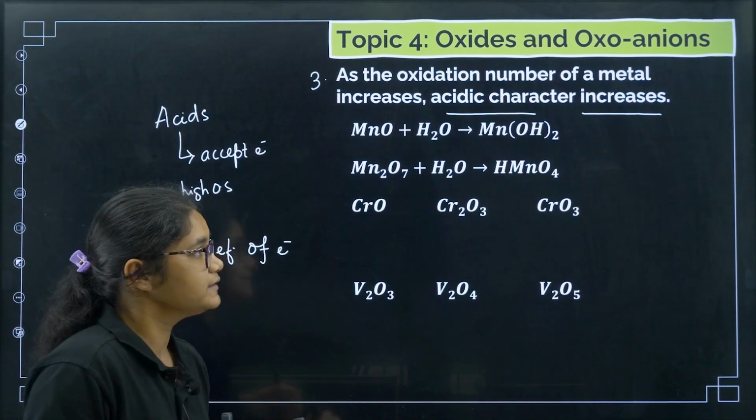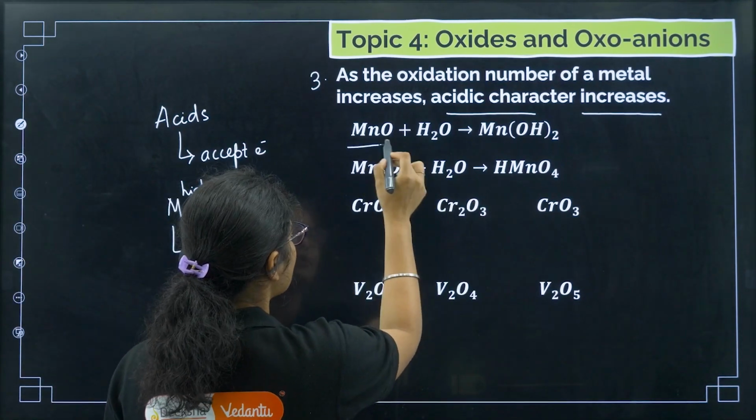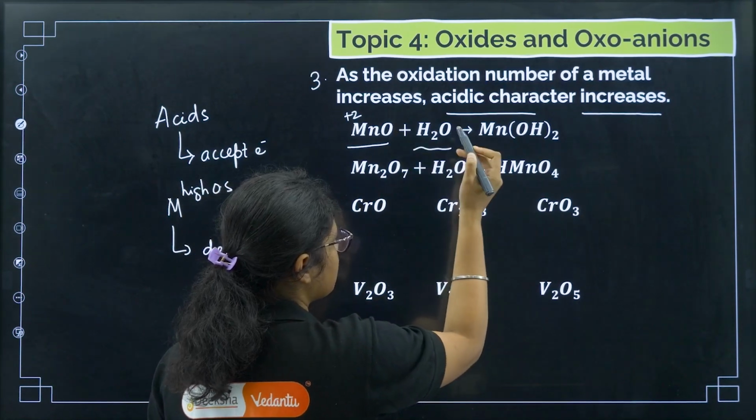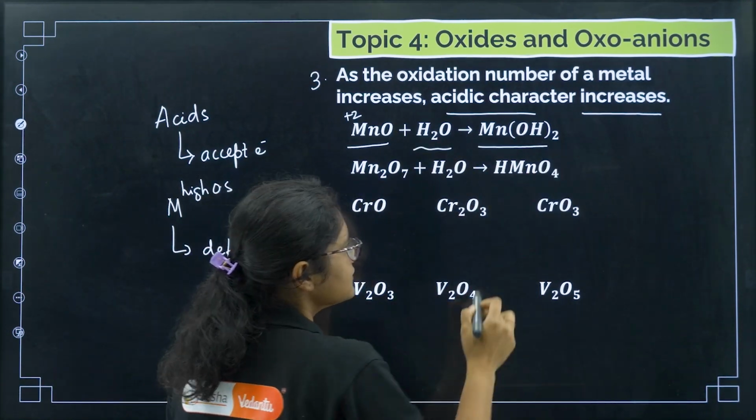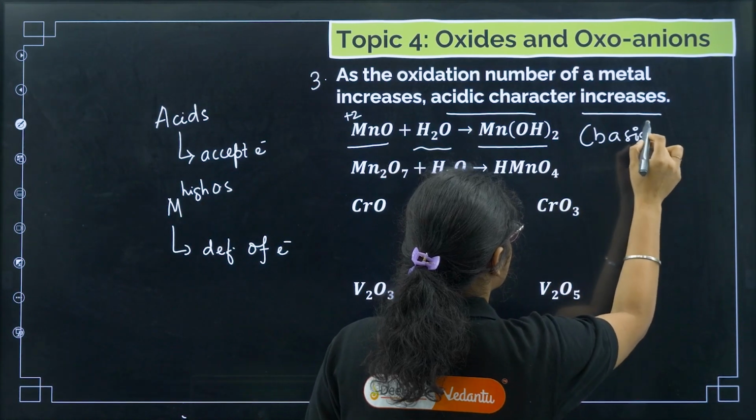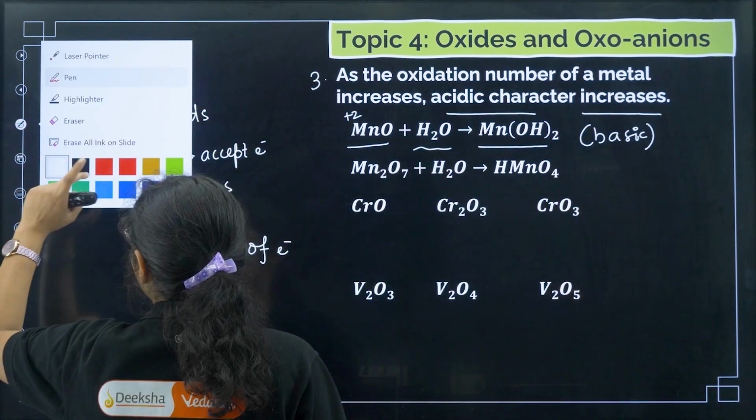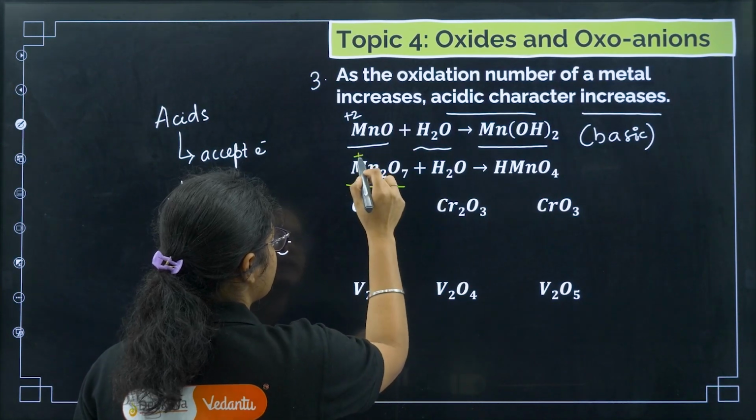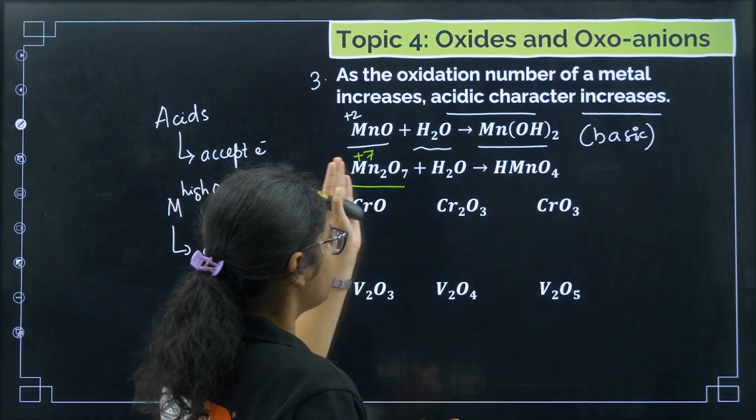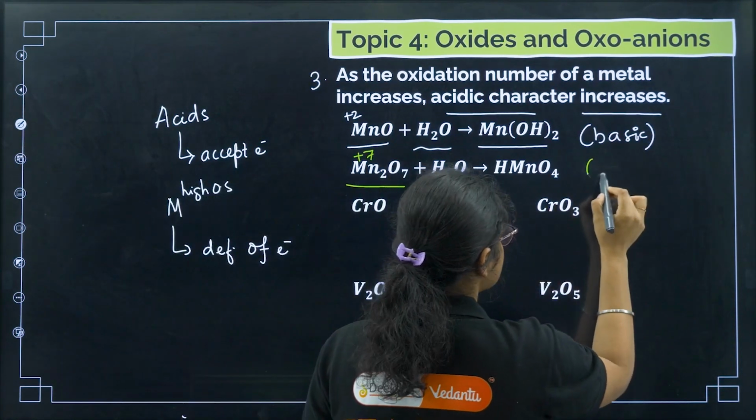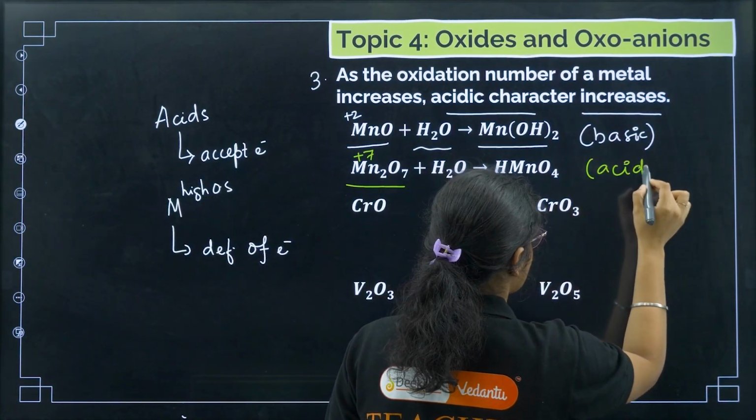Now for example, you can see here MnO, where the oxidation state is +2. If you react it with water, we get hydroxides. So I can say this MnO is basic in nature, right? Now if you compare it with Mn2O7, the oxidation state of manganese is +7 here. When you treat it with water, we get HMnO4. So this is an acid, right?